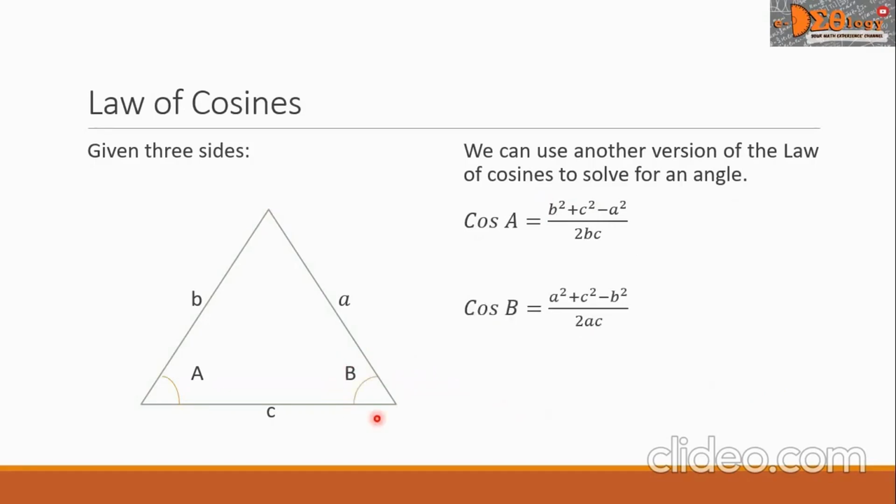Suppose we want to get angle B, we will use this formula: cosine B equals A squared plus C squared, these are now the adjacent sides, then minus B squared, the opposite side, all over 2AC. And if we want to get angle C, the formula is cosine C equals A squared plus B squared minus C squared all over 2AB.